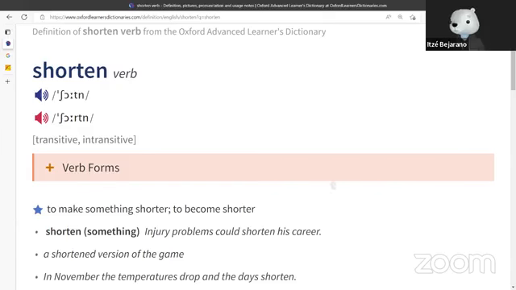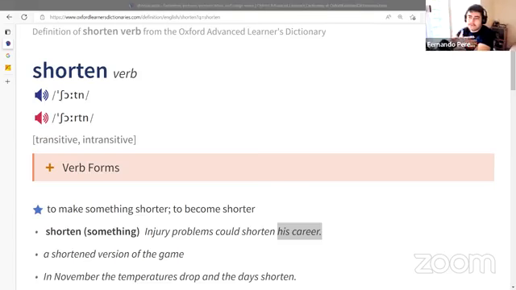Yes, shorten something. Injury problems could shorten his career. In this context, what happened to his career? To make it stop, I suppose. To make it stop abruptly, no? To interrupt his career. Yeah.